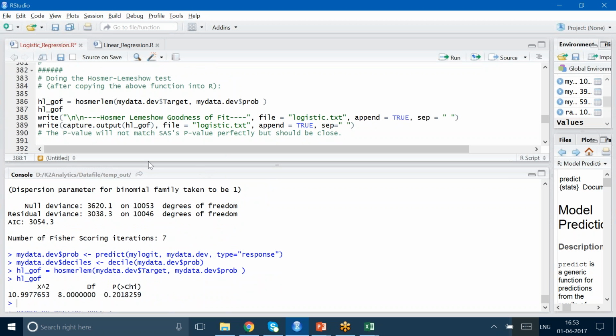P-value has gone from 0.03 to 0.20. If my alpha threshold is 0.05, will I say this model is now good? It is good. So the null hypothesis is now going to be accepted, that expected is close to observed. There's no difference between observed and expected, which means this model is working fine.